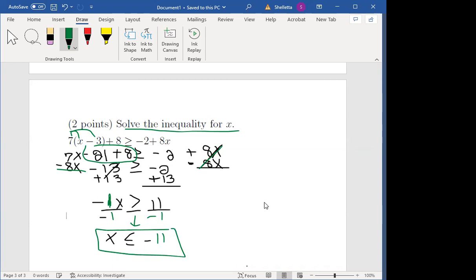This is the solution, and this is the last problem. Good luck on quiz 3.